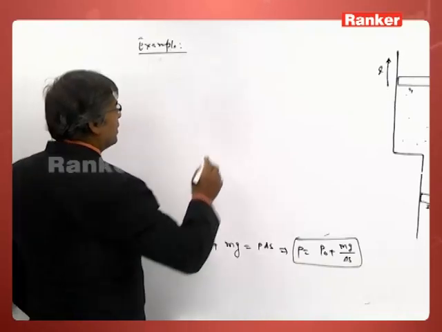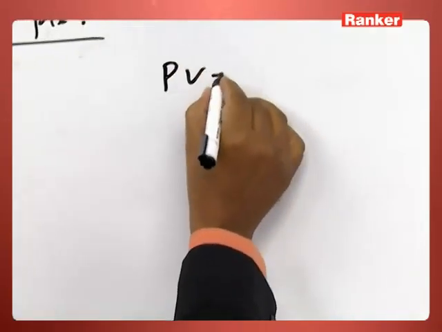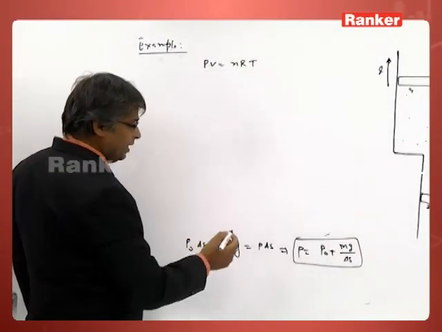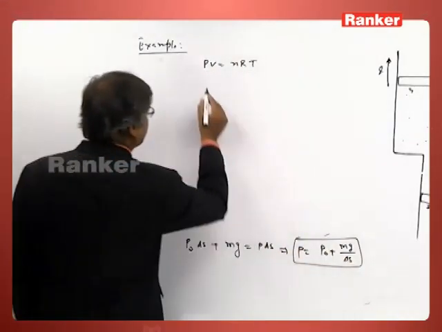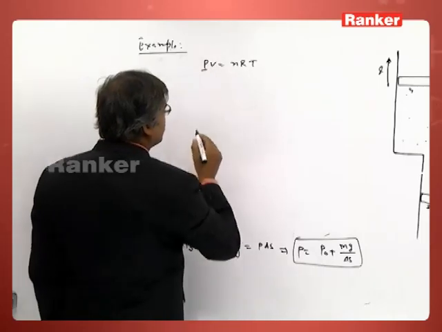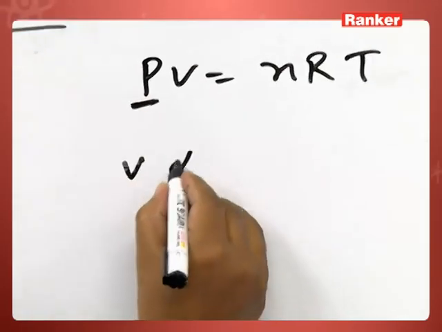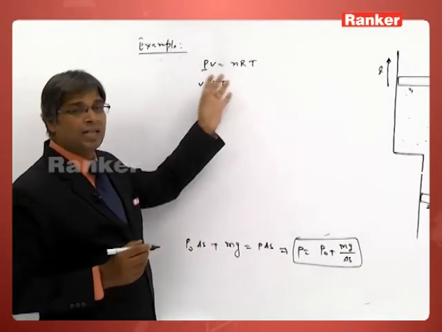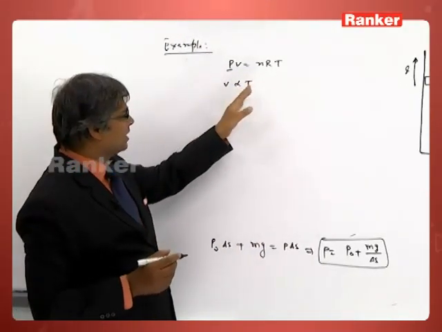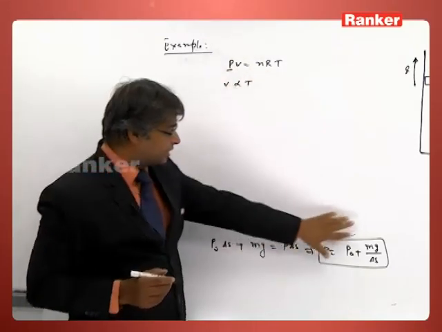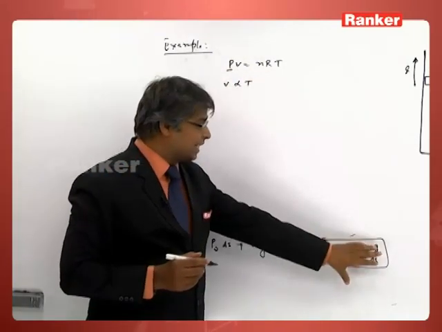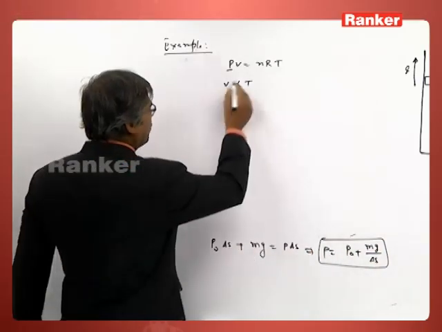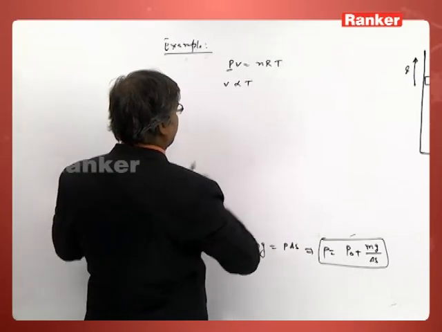Now here we will write PV is equal to nRT. The pressure does not vary, so V will be proportional to T. So it is actually not Boyle's law, it is an application of Charles' law. This is an isobaric process, the pressure is constant throughout the process, so the change in volume will be proportional to delta T.